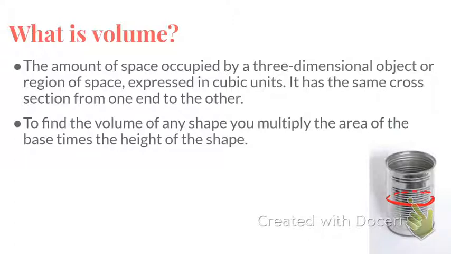So to find the volume of any shape, you multiply the area of the base times the height of the shape. That's it. It's real simple. So we've got to find the area of the base, so the area of a circle, and then how high is it, right?